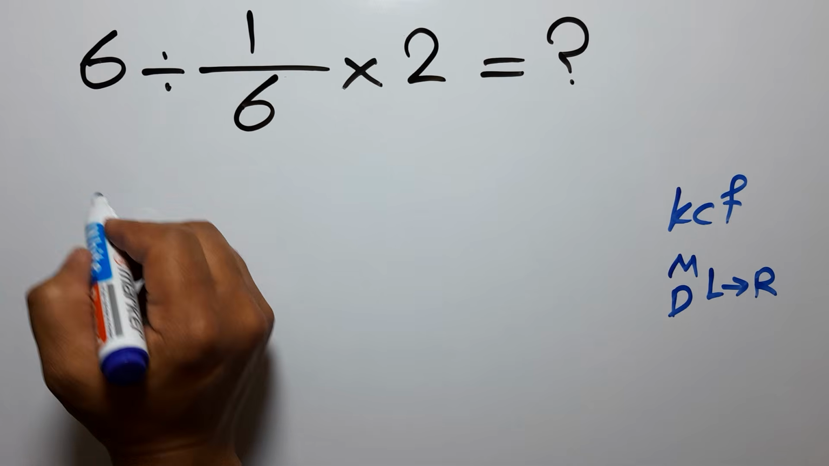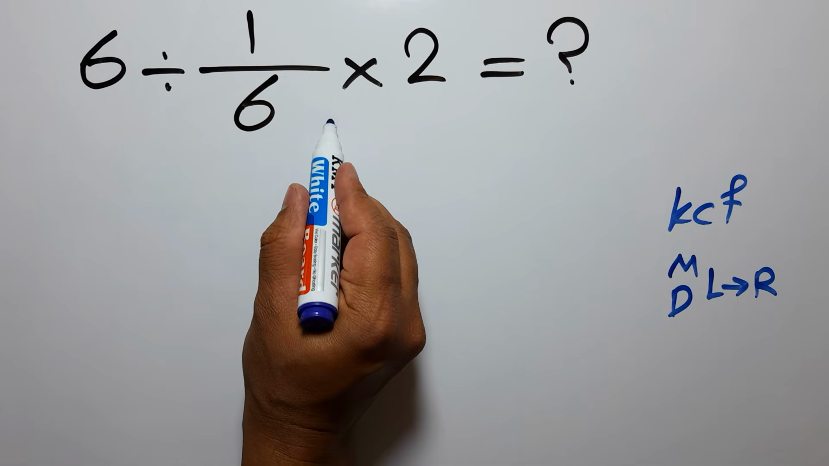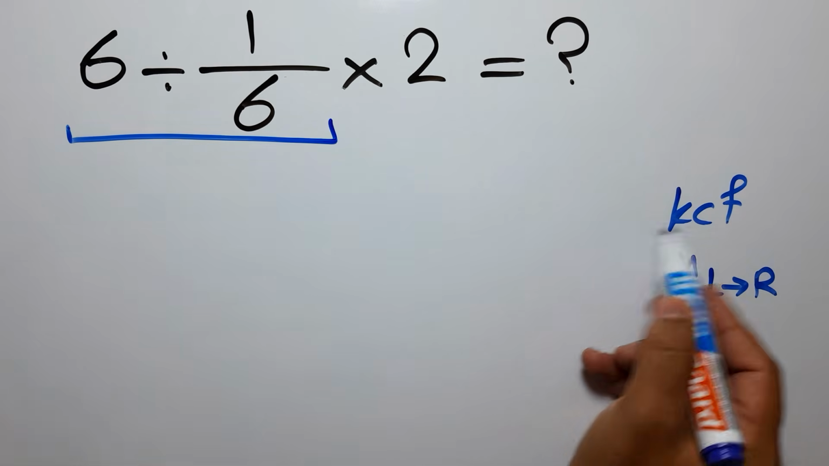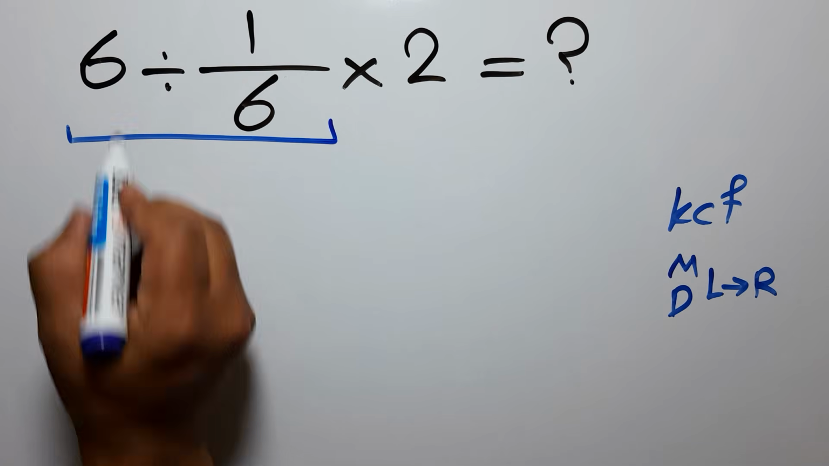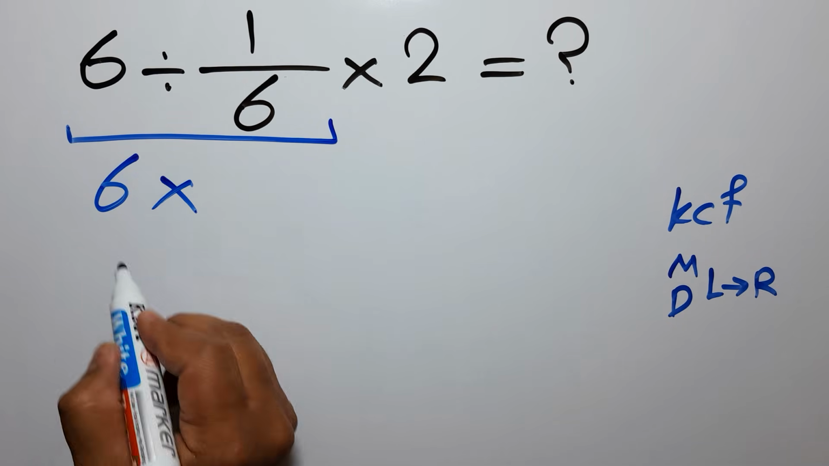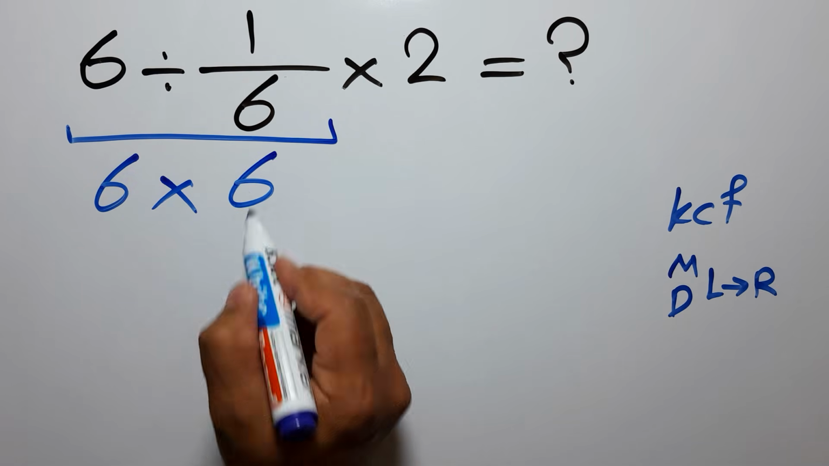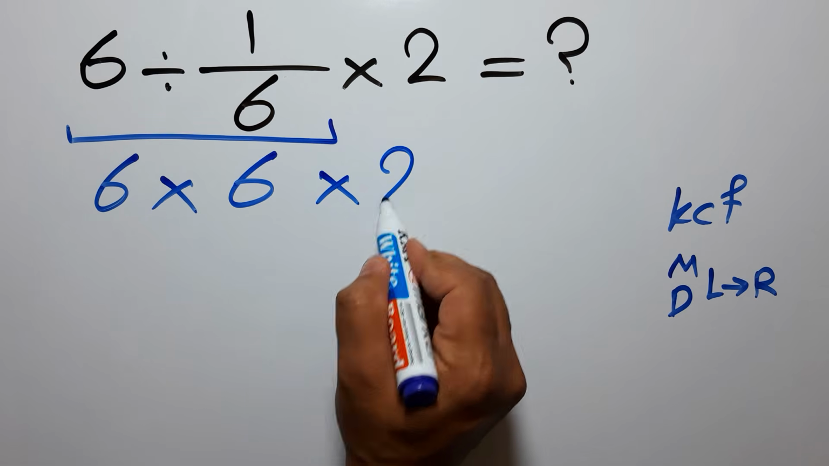So first we have to do this division. 6 divided by 1 over 6. According to the KCF rule, we can write keep the first fraction, change division to multiplication, and flip the second fraction. And here we have times 2.